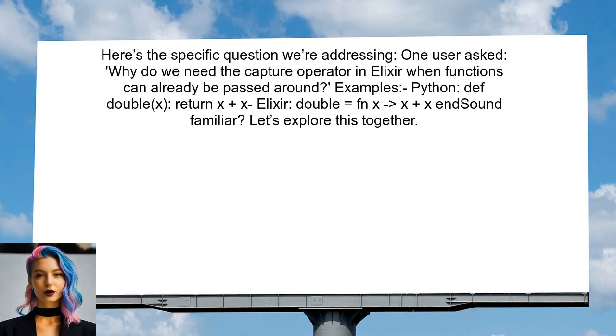Here's the specific question we're addressing. One user asked, why do we need the capture operator in Elixir when functions can already be passed around? They provided examples from Python and Elixir, showing that both can handle functions similarly. Sound familiar? Let's explore this together.